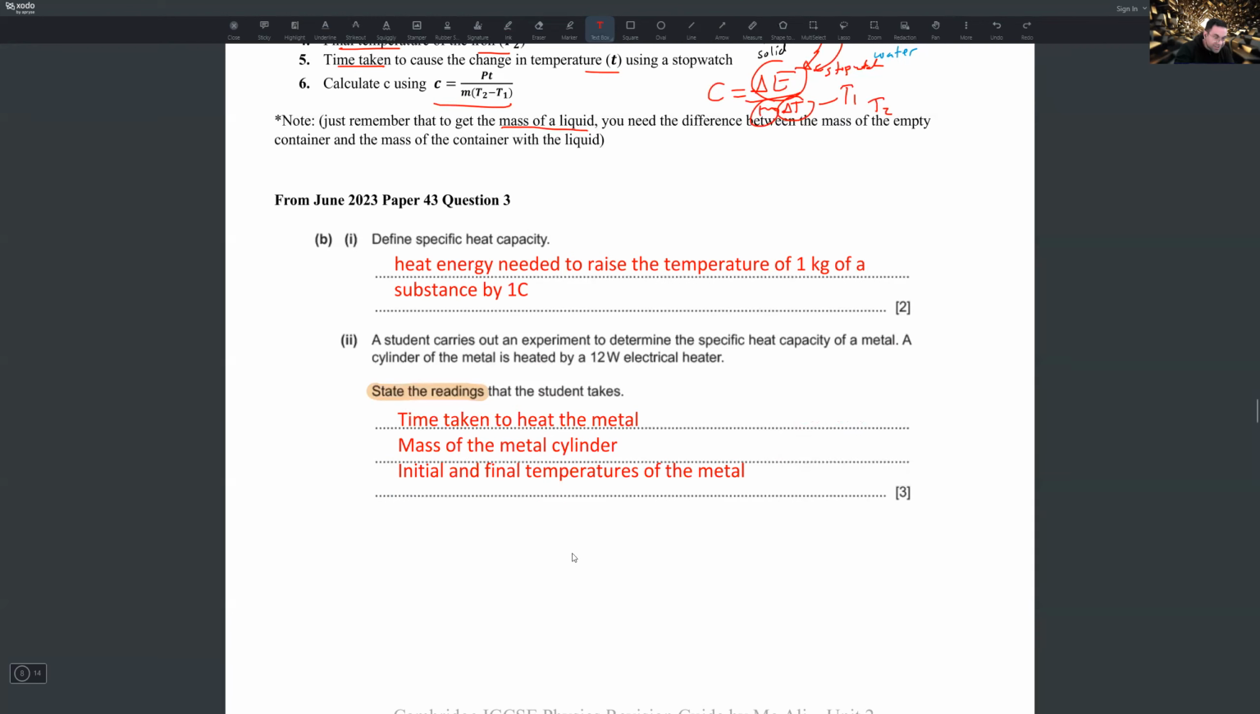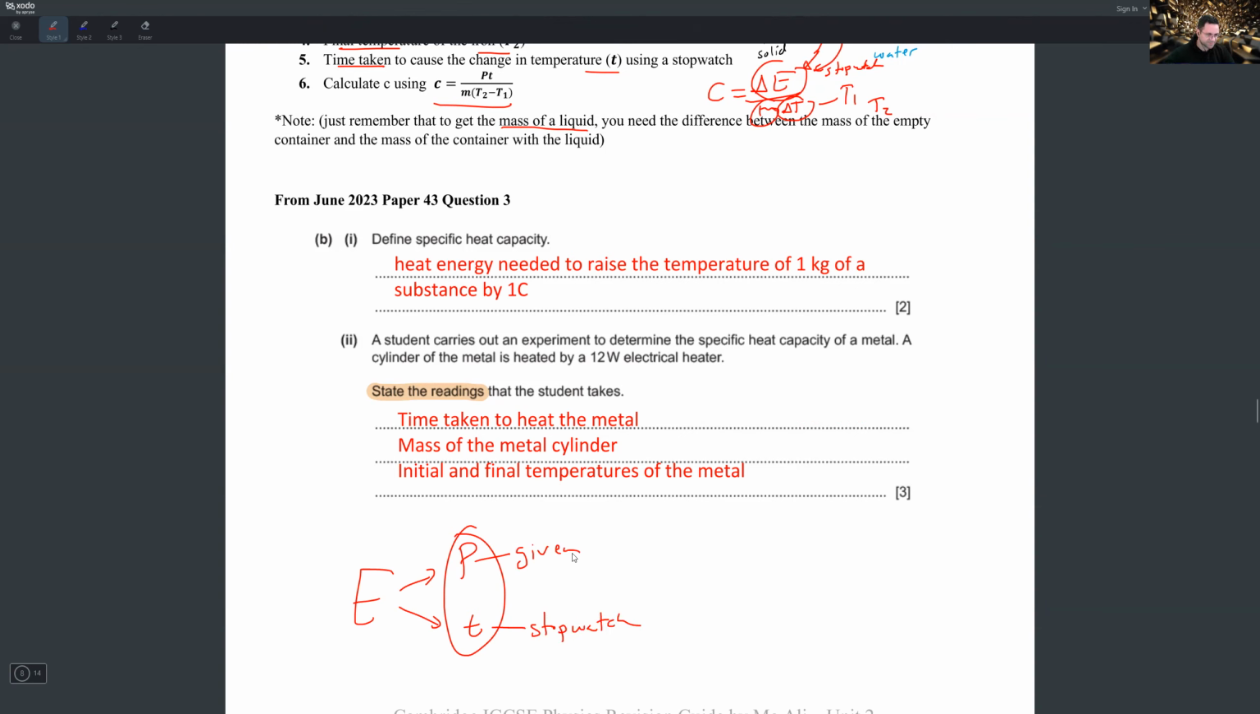Okay? Energy is not a quantity that I measure. Energy is found from power and time, and I use these to find energy. This is often given or it's on the instrument itself, and for time we use a stopwatch. But keep that in mind.